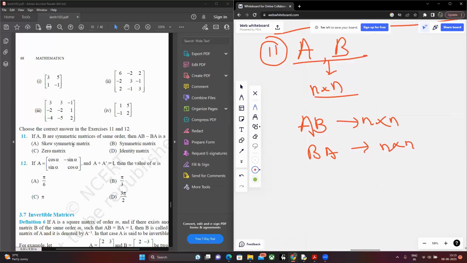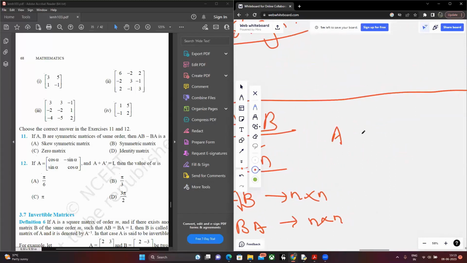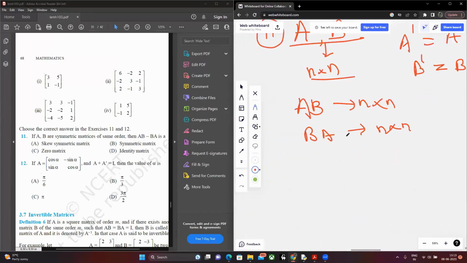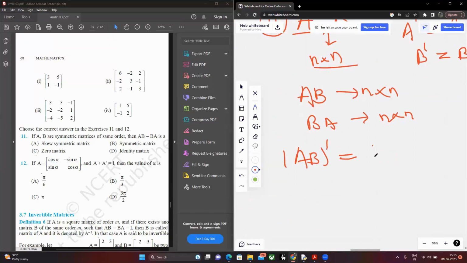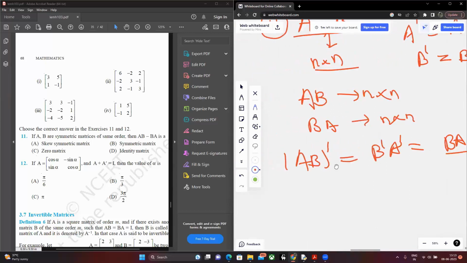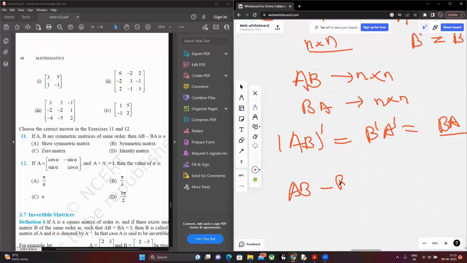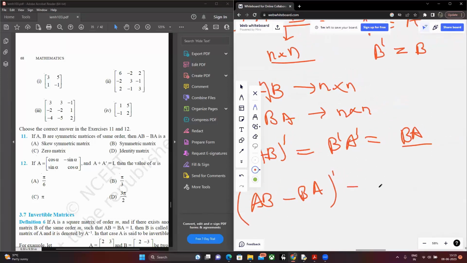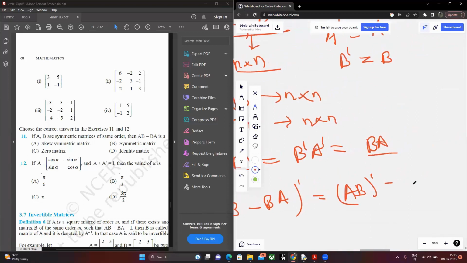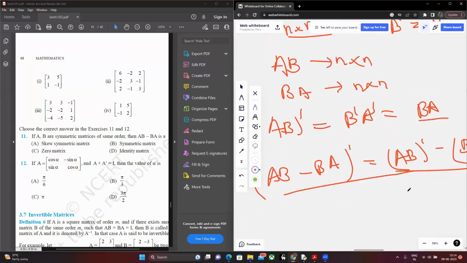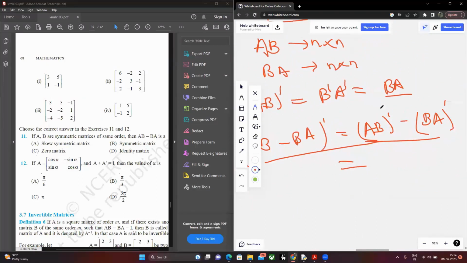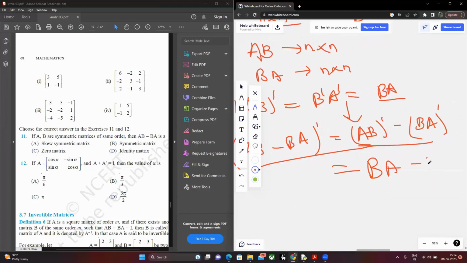Since you're given that A and B are symmetric matrices, you have A dash being equal to A, B dash being equal to B, right? Therefore, you have AB, the whole dash, being equal to B dash A dash, which is BA, right? So AB minus BA, the whole dash, is going to be AB, the whole dash, minus BA, the whole dash, because A plus B, the whole dash, is A dash plus B dash, right? And KA, the whole dash, is going to be K into A dash. So this is basically a plus a minus 1 times BA. So using these two properties, I get this, right? From this, I can basically state that this is basically BA minus AB.